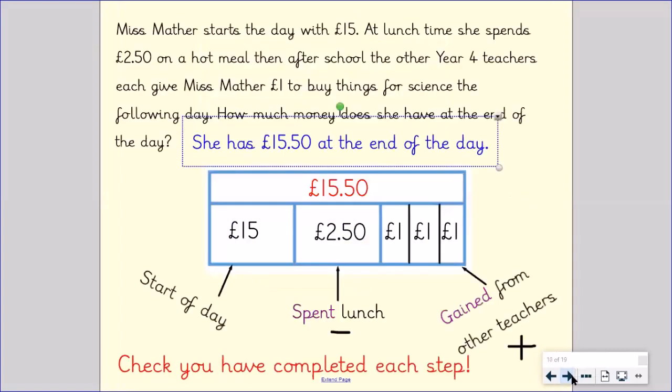So now I need to check, if I put that all together, have I completed each step? Okay, so I started with £15, I took away £2.50, and then I added £3. And I have answered my question using a sentence. She has £15.50 at the end of the day. So yes, I have completed each step, and there you can see clearly I've answered it with a sentence as well. Okay.